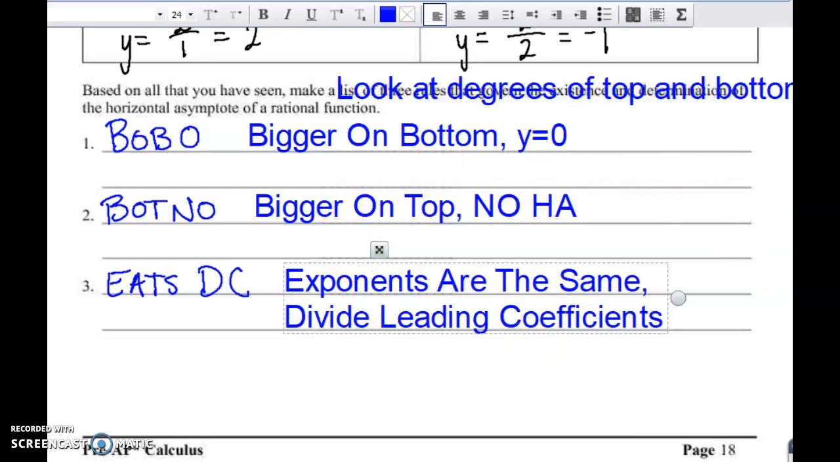So if you go back in your notes a few pages and look at where we have a horizontal asymptote at y equals 0, it's if the degree is bigger on bottom. Where do we have no horizontal asymptote? That's when the degree is bigger on top. And when do we divide the leading coefficients? If the exponents are the same. If we have the same degree polynomials, you divide your leading coefficients.